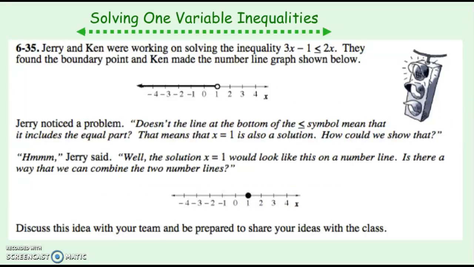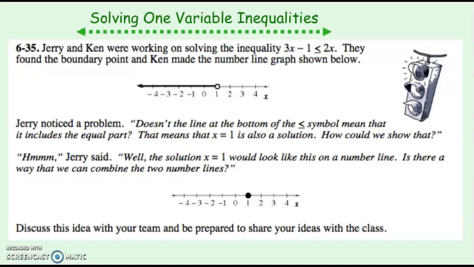Your first problem is 35. Jerry and Ken were working on solving the inequality 3x minus 1 is less than or equal to 2x. They found the boundary point and Ken made the number line graph shown below. So I see that the boundary point is 1, and it's every number less than 1 because that's the way the ray is pointing. Jerry noticed a problem.